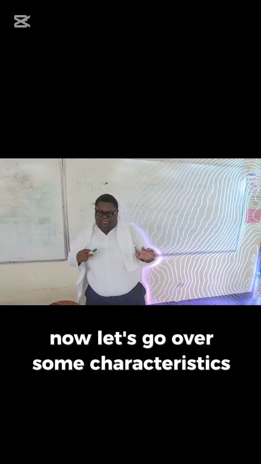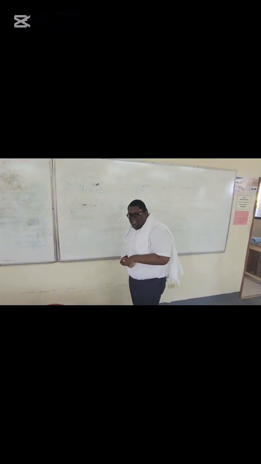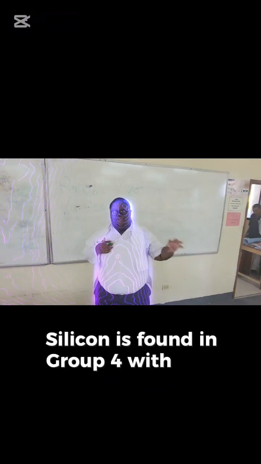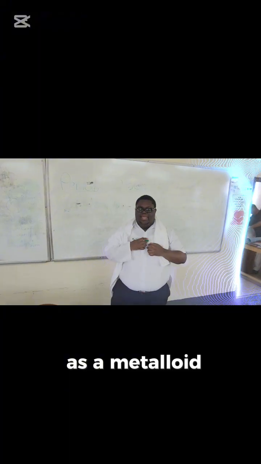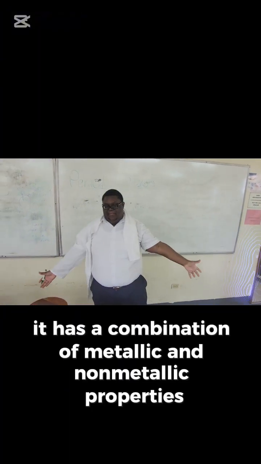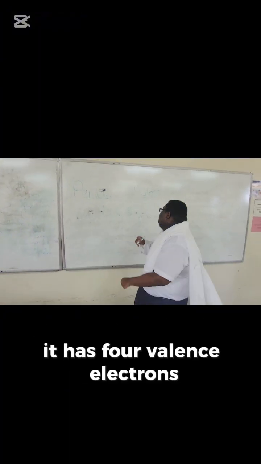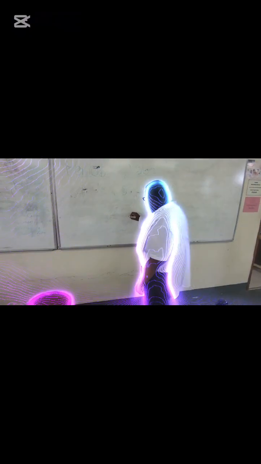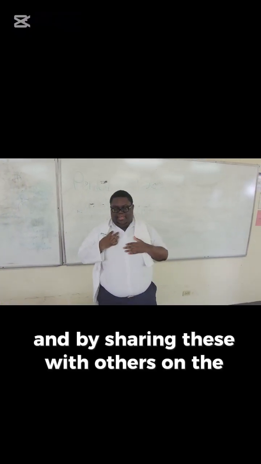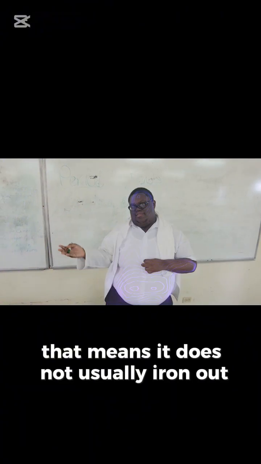Now let's go over some characteristics of silicon. Silicon is found in group 4 with 4 valence electrons. As a metalloid, it has a combination of metallic and non-metallic properties. By sharing these valence electrons with other non-metals, it does not usually ionize.